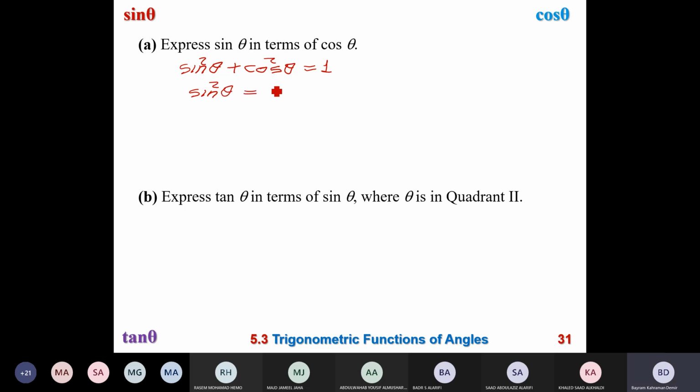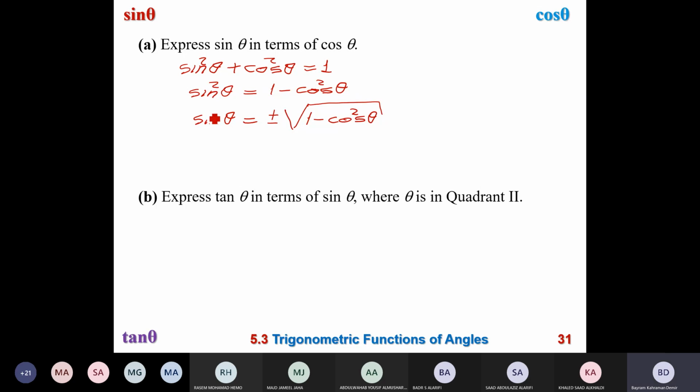Sine square will be 1 minus cosine square theta. And then solving for sine, we need to take the root. Sine of theta is equal to positive or negative root of 1 minus cosine square theta. Right? Okay. This is exactly what it means: sine theta in terms of cosine theta.